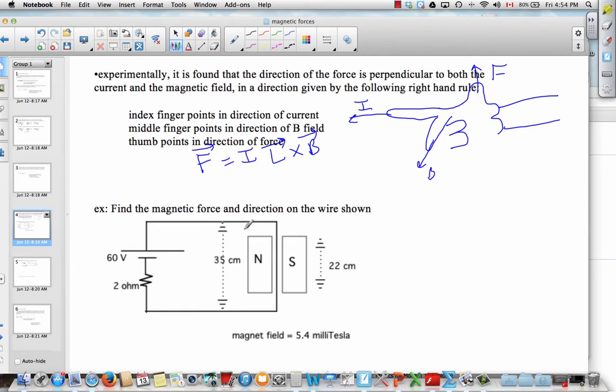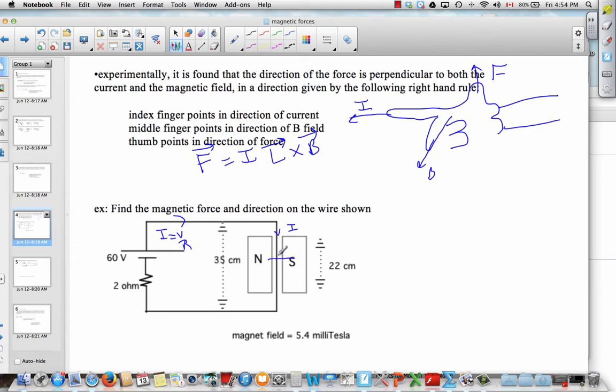So let's do an example here. Let's find the magnetic force on this wire. We've got a cell and a resistor, so we can find the current just using Ohm's law. It'll just be V over R. So you can see we have 30 amps of current. It'll be flowing down in this direction here. There's going to be an external magnetic field coming from these two magnets. This may be like a horseshoe magnet.